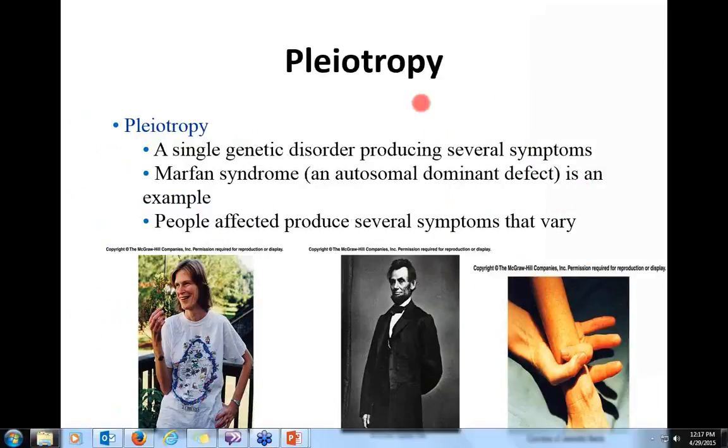Pleiotropy is referring to a genetic disorder producing several symptoms. An example of this is Marfan syndrome. Marfan syndrome is a mutation in a connective tissue fiber. And because of that, people develop a wide variety of symptoms. So this one gene affects many phenotypes.